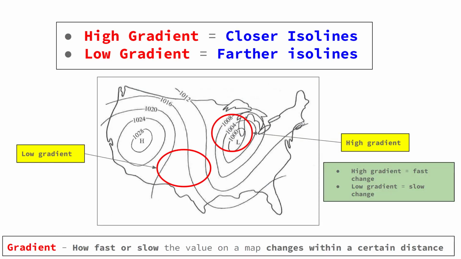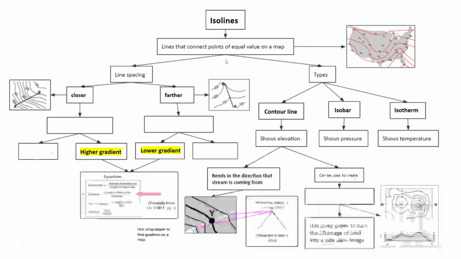So, how do we show that on a map? What patterns are we noticing? Notice that in areas where my value is changing fast, or in areas where I have high gradient in a certain distance, my isolines are much closer together. My values change faster in a certain distance when my isolines are closer. And in this area, I have a low gradient, and notice my isolines are farther apart where I have low gradient, meaning my value is changing much slower in that area within a certain distance. So high gradient means closer isolines and low gradient means farther isolines.